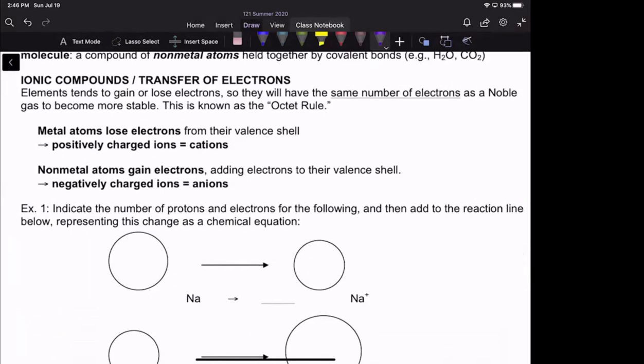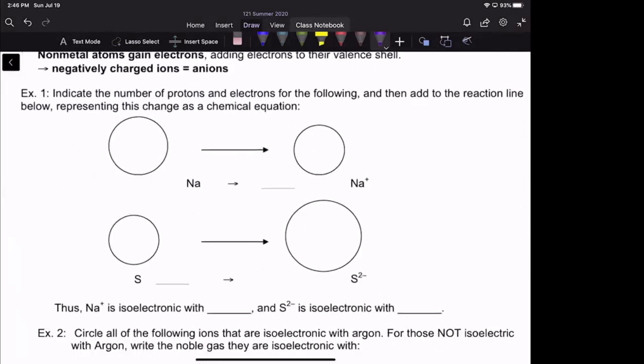Metal atoms typically lose electrons from their valence shell, so they become positively charged. Nonmetals typically gain electrons, and those add into the valence shell, completing it. Negatively charged particles are called anions. So we'll just review a little bit of what we learned with these diagrams right here.